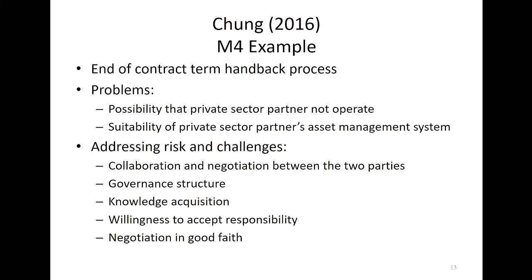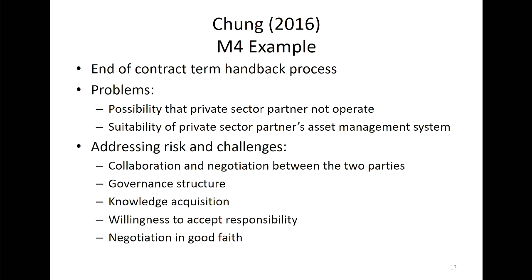So how did the government entities address these issues? The way that they do it is by cooperation and negotiation between the two partners. So they negotiate and cooperate through setting up a governance structure. The governance structure includes a steering committee as well as various workshops to have discussions between the two parties. And also they have knowledge acquisition, through the process of informing, acquiring knowledge and analyzing the information.